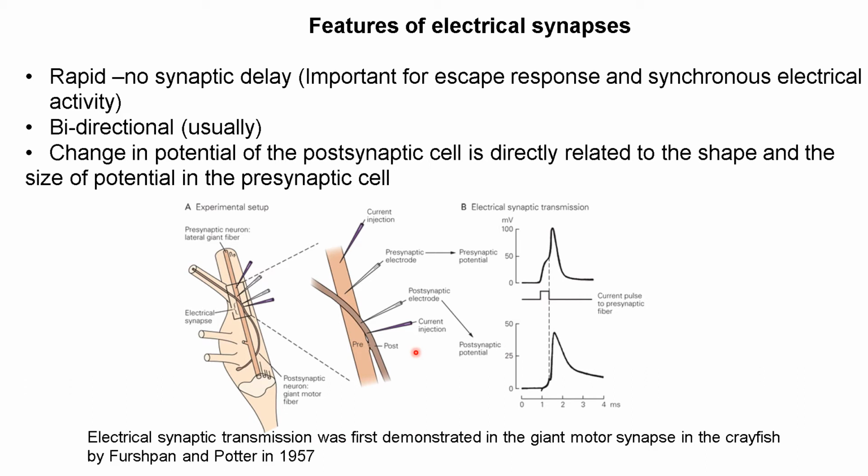There can also be unidirectional transmission if there is a modification of these channels. And again, the change in potential in the postsynaptic cell is directly related to the shape and the size of the potential in the presynaptic cells, because again, it's a direct connection. What I mean by that is illustrated a little bit better in the next slide.